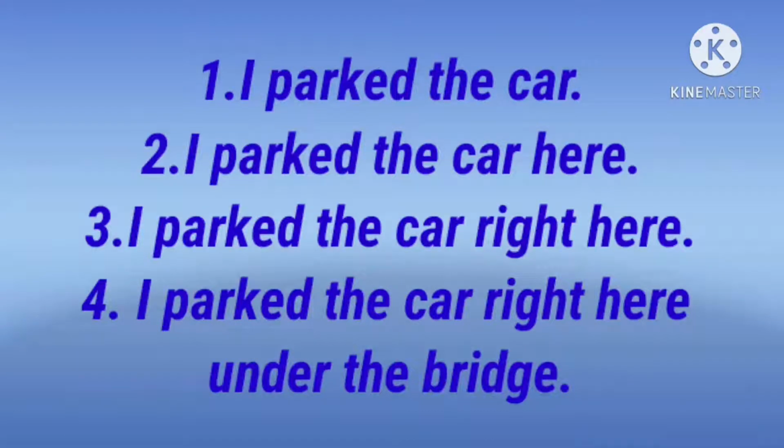Look at the third sentence. The third sentence contains an adverb phrase. In the second sentence only one adverb is there, here, but the third sentence contains the adverb phrase right here, which emphasizes where the car was parked and employs a phrase instead of a single adverb. So in the third sentence, right and here are adverbs. Right here is an adverb phrase.